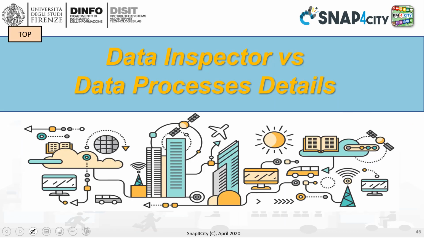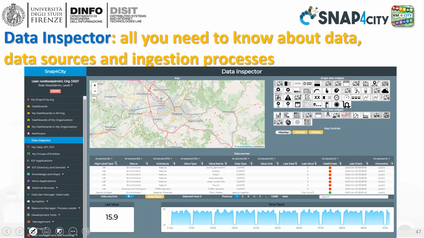Data inspector versus data process details. It is possible to access the data inspector: all the data that you have ingested in your organization are visible to you in the data inspector. The data inspector classifies the data according to high level, nature, subnature, value type, value name, data type, unit, as explained before. So you can play with the data.